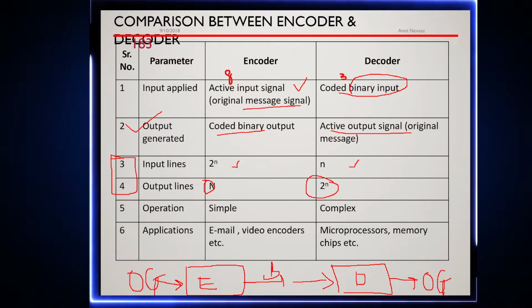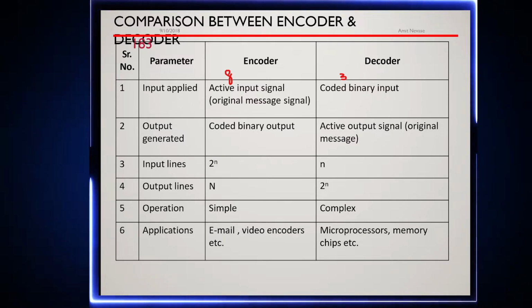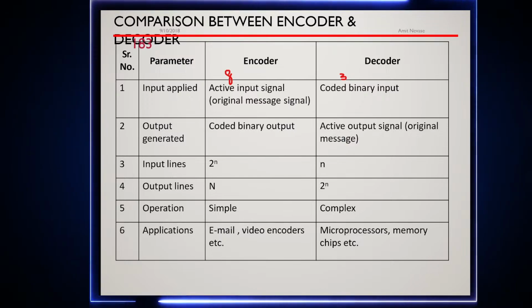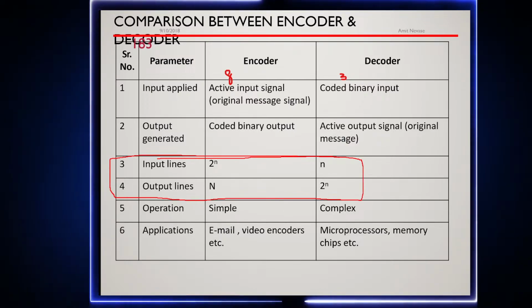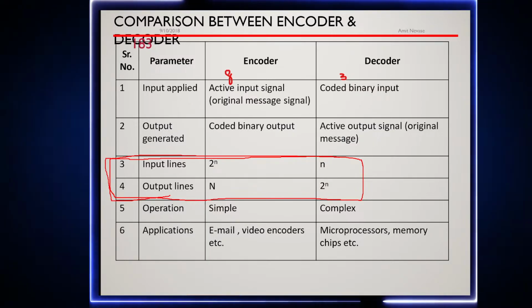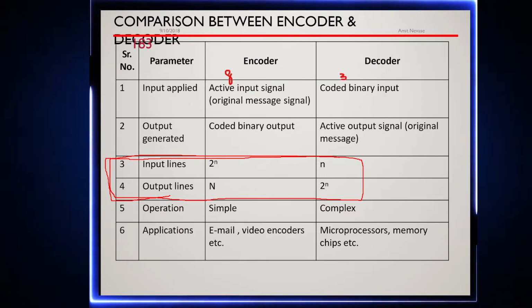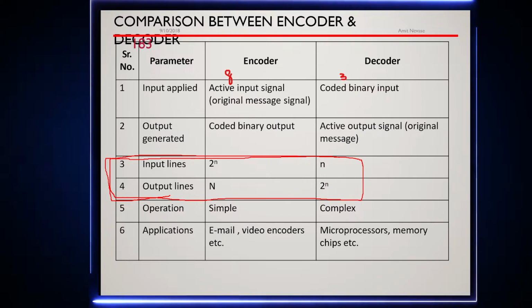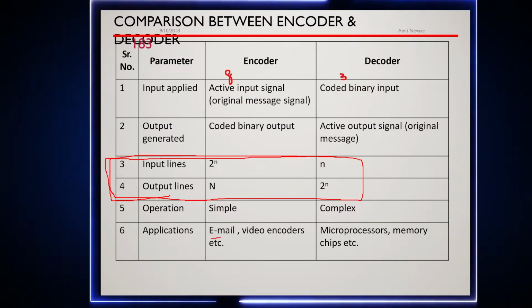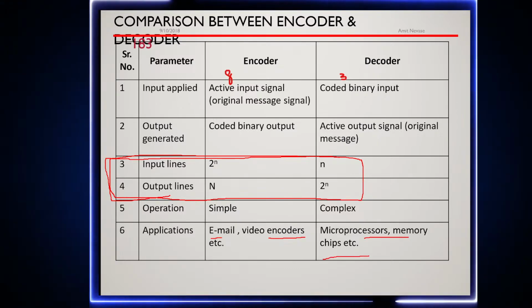Okay, I'll clear the ink on the slide. Take a screenshot of this, or you can pause the video and write it in your notebooks. Now this is very important over here, I am marking. This is something many people get confused with. Now the operation of an encoder is simple, but a decoder becomes a little complex because we need to convert back to the original message. Now the applications of an encoder are email, video encoders, etc. And a decoder's applications are microprocessors, memory chips, etc.